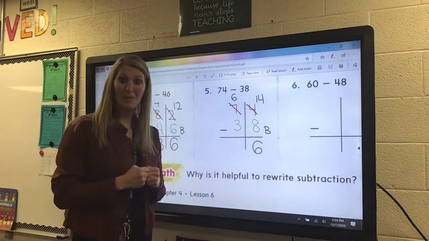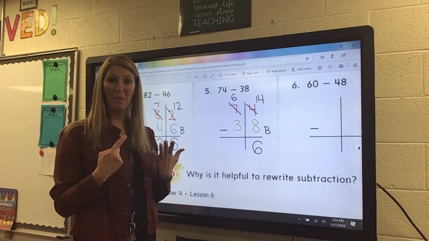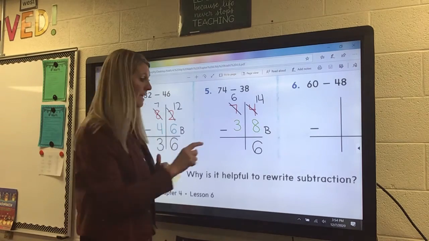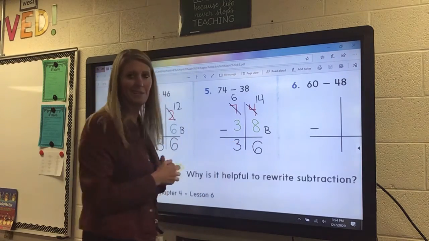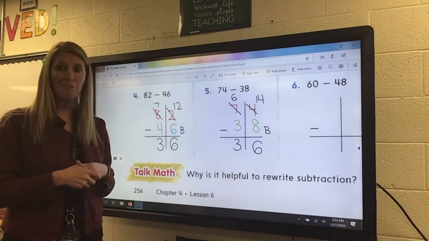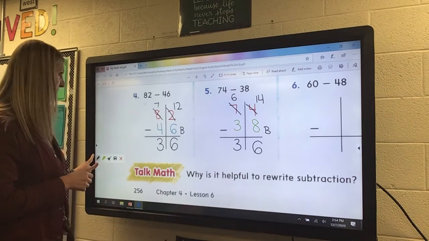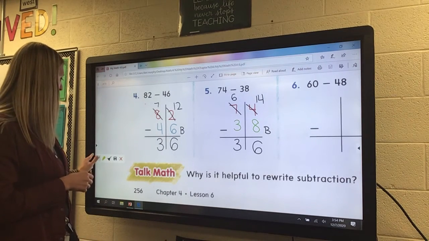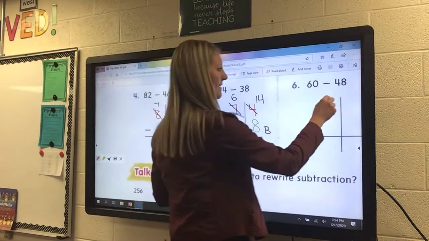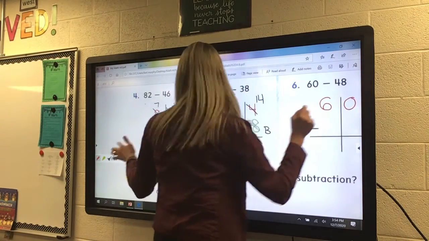And then 6 minus 3. Well, 6 take 3 away. 1, 2, 3 would be 3. And I know that because 3 plus 3 is 6. So your difference for number 5 should be 36. And the last one on this page is 60 minus 48.